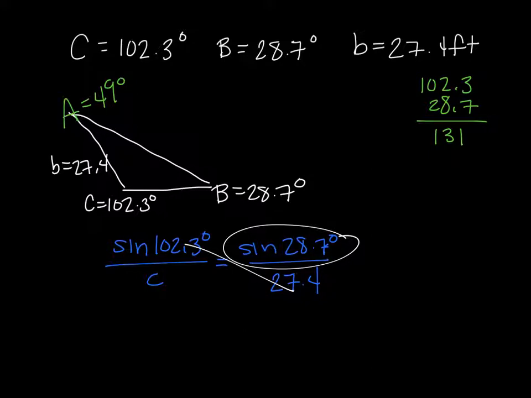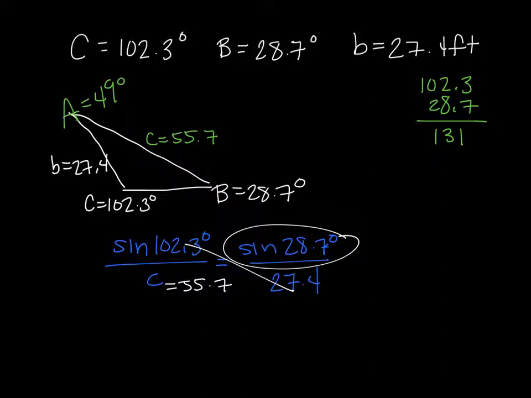So 27.4 times the sine of 102.3, and then I take that and divide it by the sine of 28.7, and I get that C is 55.7. All right, so then I can say C is 55.7, and that looks pretty good to me because I'm comparing it to other things. If my angle C is the biggest angle, then my side C should be the biggest side, which is already bigger than B, so that's a good sign.